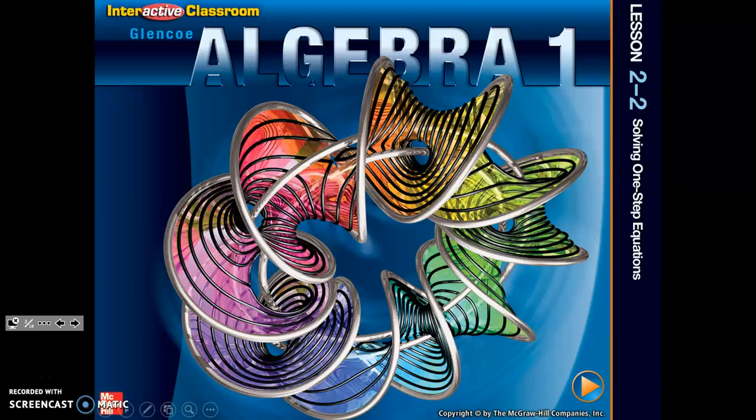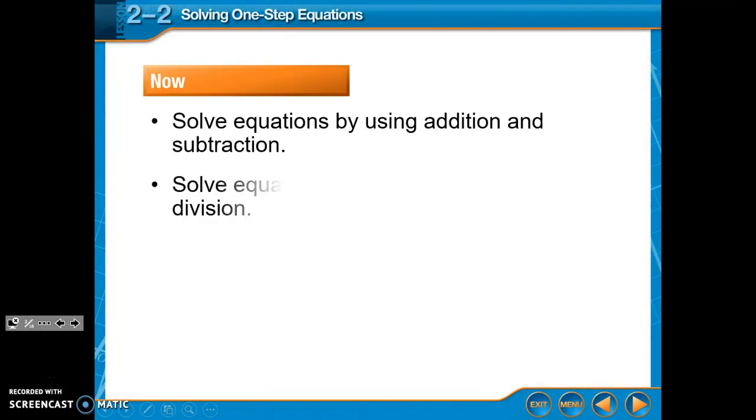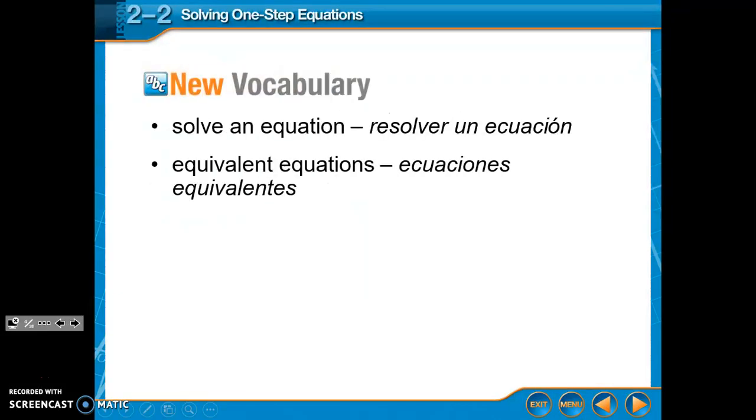Lesson 2.2 is on solving one-step equations. In this video, you will learn to solve equations by using addition and subtraction, and solve equations by using multiplication and division. Your vocabulary for this section include solve an equation and equivalent equations.